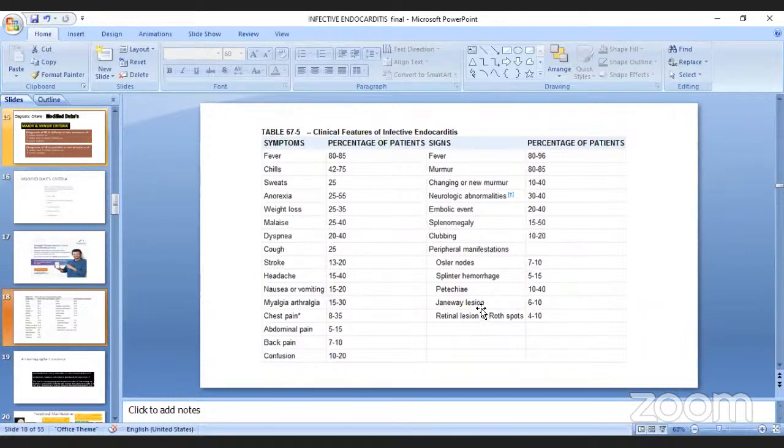And then obviously the peripheral manifestations. You can see we give a lot of weightage to these manifestations, but just see the percentage of patients is so less. Osler's nodes only 7 to 10, splinter hemorrhage is only 5 to 15, petechiae 10 to 40. Why petechiae 10 to 40? Because there are a lot of chances of hemorrhages in infective endocarditis. Janeway lesions 6 to 10, and retinal lesions and Roth spots only 4 to 10%.